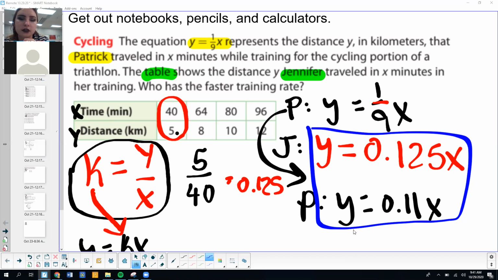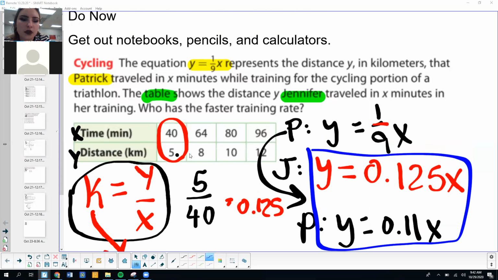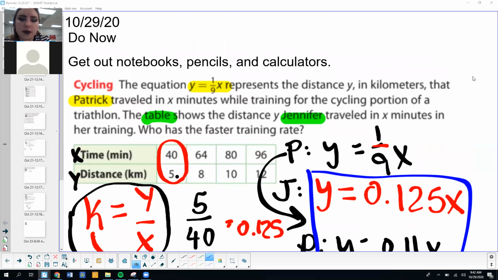And we're comparing these two that I boxed in blue. So we're comparing the decimal 0.125 to 0.11. All right, so Namaya says Jennifer. Anybody else think anything? Comparing decimals is kind of tricky, but good. Jennifer is going faster.